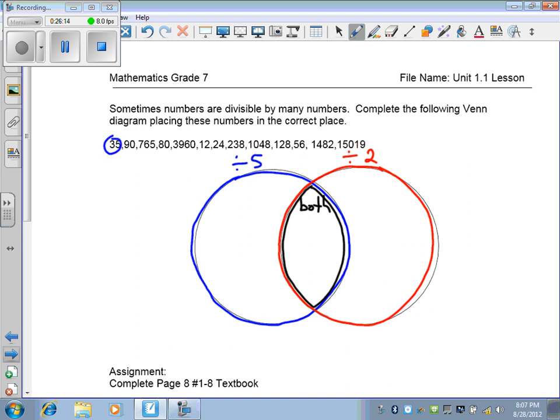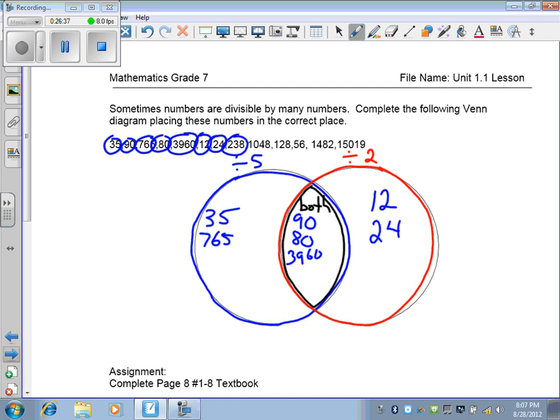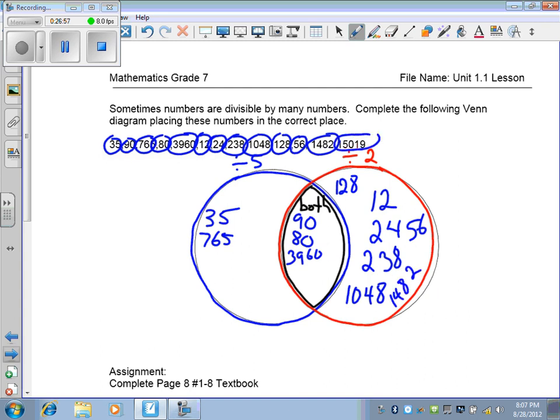35 goes here. 90 goes in the middle. 765 goes here. 80 goes in the middle. 3,960 goes in the middle. 12 goes over here in the 2. 24 goes over here. 238 goes over here. 128 goes there. 56 goes here. 1,482 goes here. 1,519, that one goes outside.